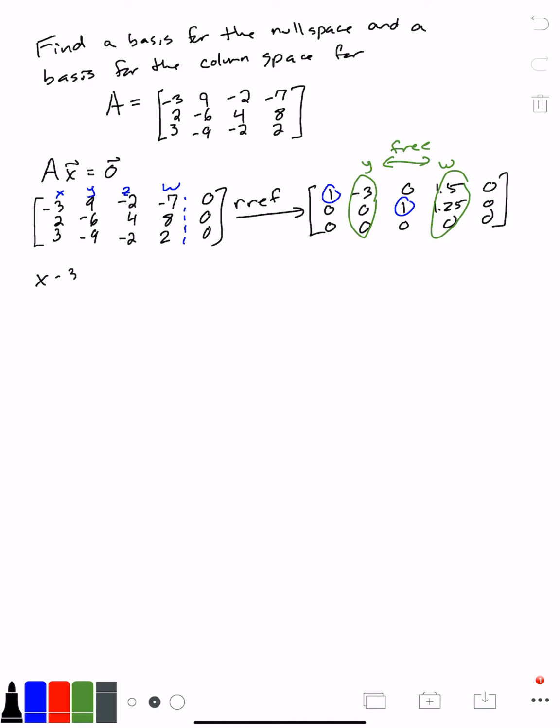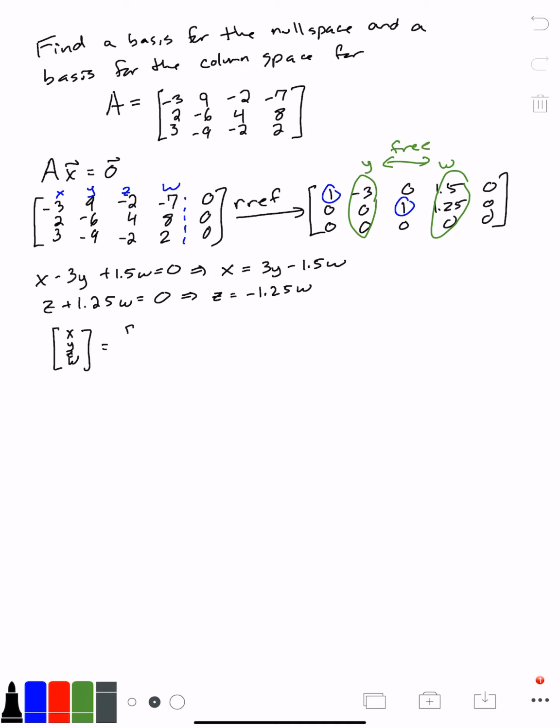We'd say x minus 3y plus 1.5w equals 0. So we're writing our pivot variables in terms of our free variables. Our second equation is going to be z plus 1.25w equals 0. Then that means z is negative 1.25w. And once we've done this, then we can write our generic solutions x, y, z, w in the following way.